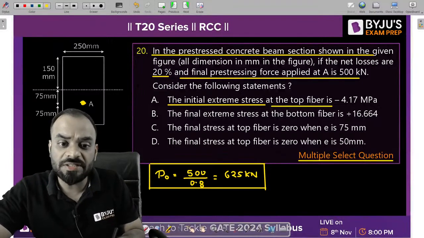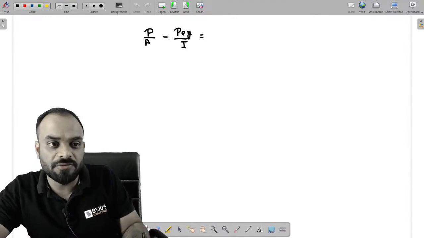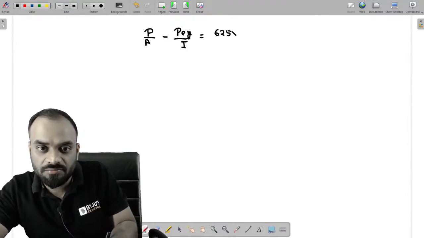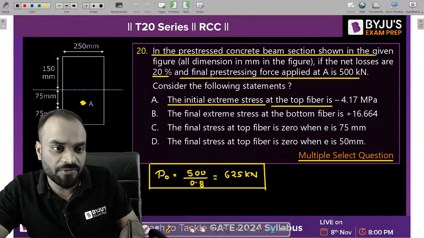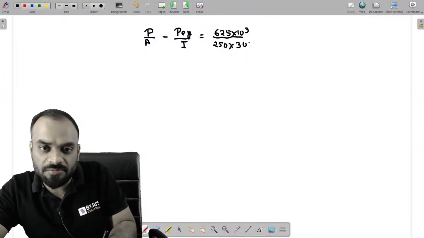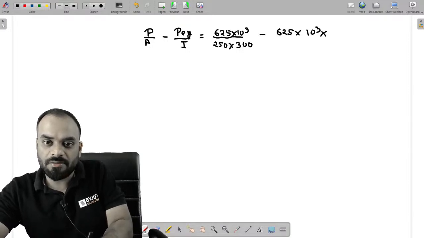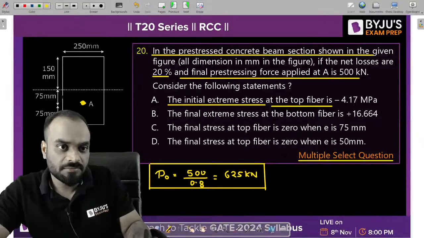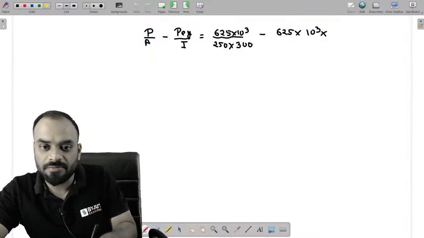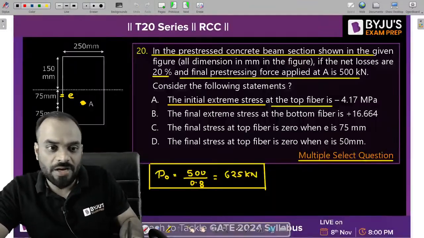Clear? But we need to estimate the initial extreme stress. Okay, how can we do it? We need to put the initial value of pre-stressing force, which is 625, divided by the cross-section area, 250 into 300. And this one is 150 and 150. That means 300 minus 625 multiplied by 10 raised to power 3 is equal to how much? It is basically 75. Y is how much? 150.